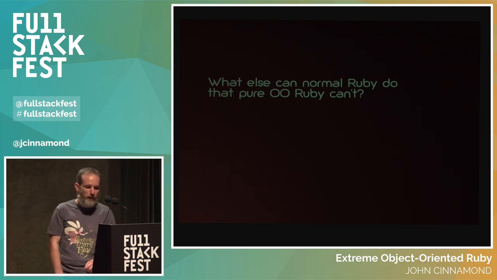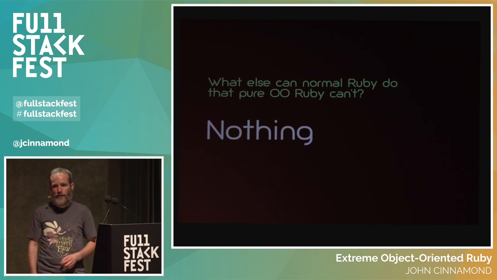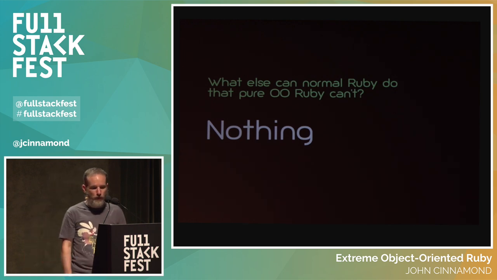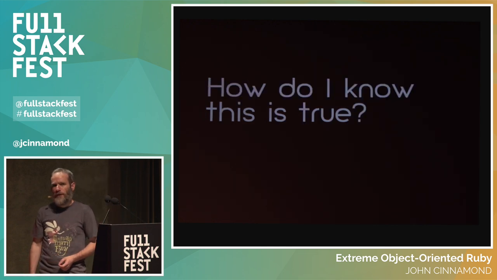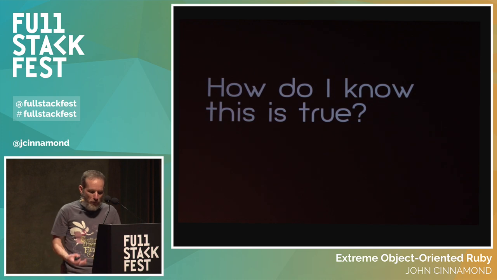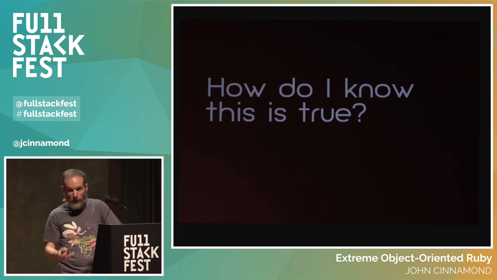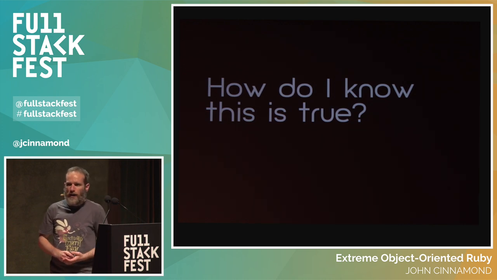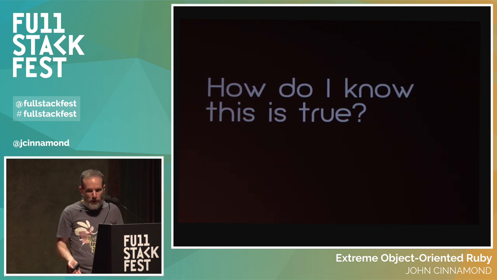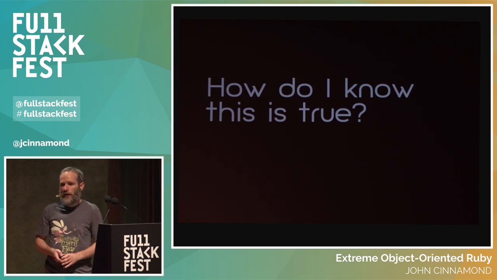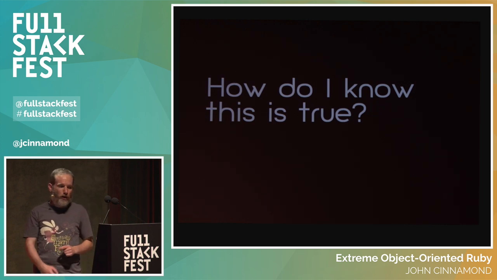Well, handily, the answer turns out to be nothing. There's nothing we can do, apart from I/O, in normal Ruby, that we can't also do in our pure OO version. And that's cool, but how do I know it's true? I haven't written every single Ruby program and converted it into my pure OO thing, and yet I'm confident enough to stand here in front of 500 people and say, there is nothing apart from I/O that you can do in normal Ruby that you can't do in this pure OO version. So how do I know it's true?